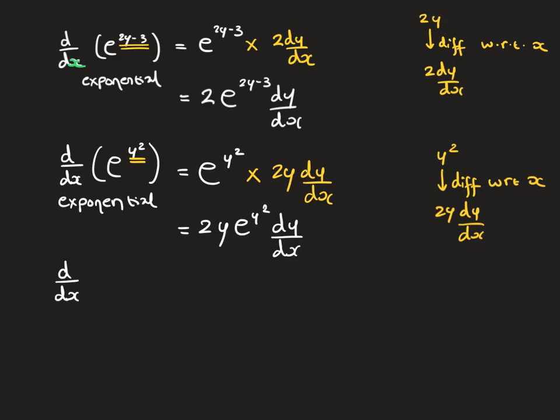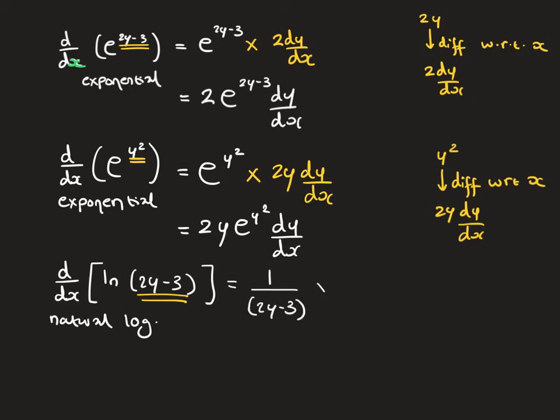So d by dx of ln 2y minus 3. Now it's a natural log, and the inner function in this composite is 2y minus 3. So we end up with 1 over 2y minus 3, and then multiply by the derivative of 2y minus 3. We've actually done that already in the first example in this section, and that gives us 2 dy by dx. Let's finish off with one last example, d by dx of sine 2y plus 5.